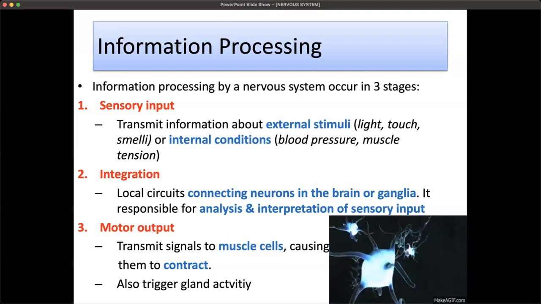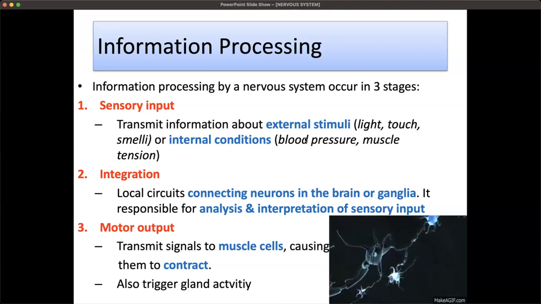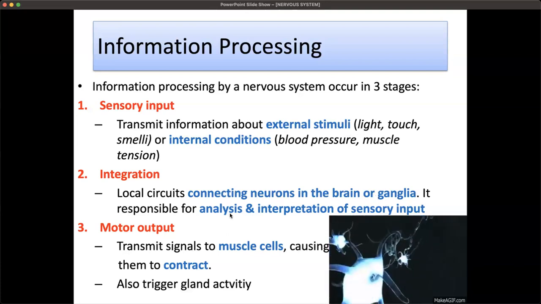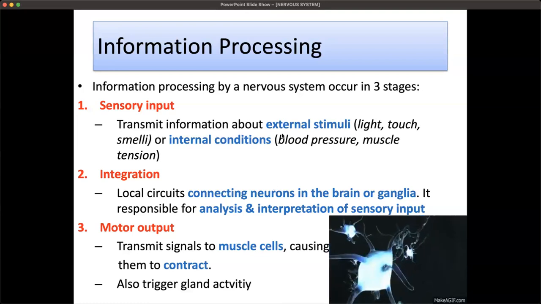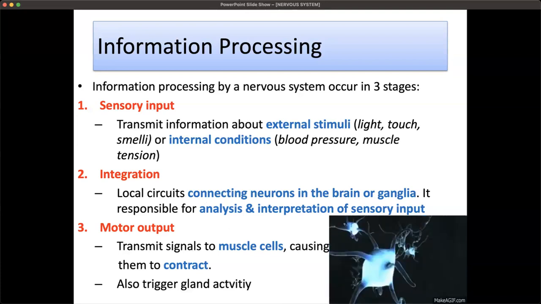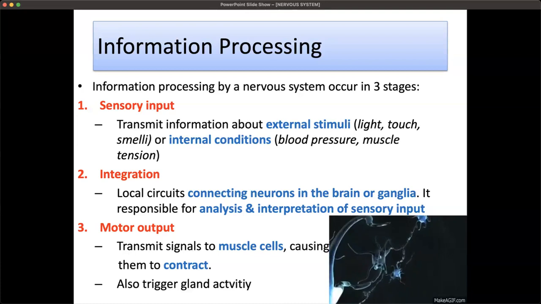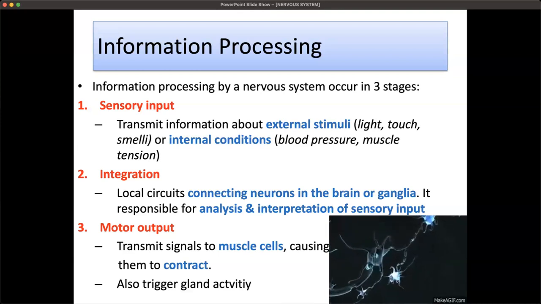And we have the integration, meaning what happens after your stimulus is generated. The local circuits connecting neurons in the brain or ganglia are responsible for analysis and interpretation of the sensory input. So it's going to integrate and interpret whatever stimulus you have received. Everything is going to happen in your brain. Once your brain has interpreted all the information received, it's going to create an order, or information, for the motor output.